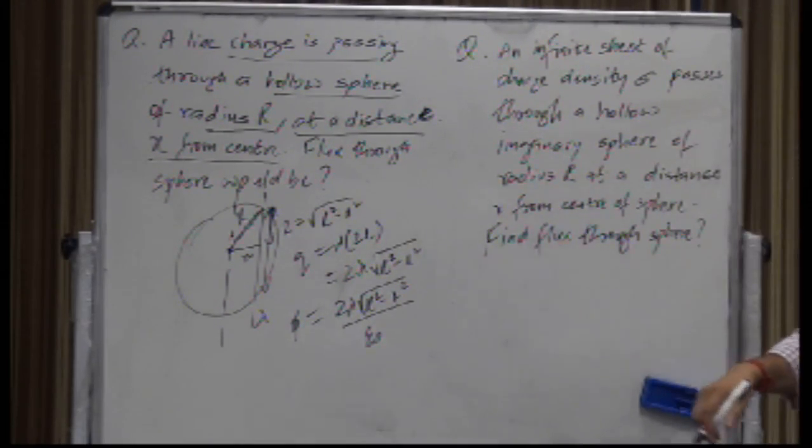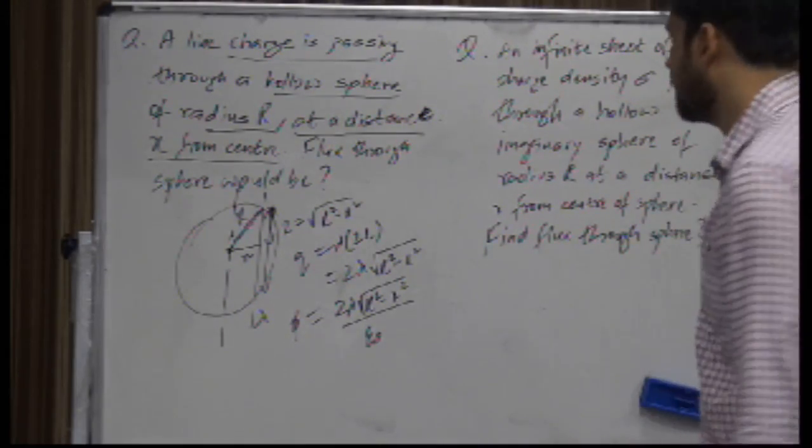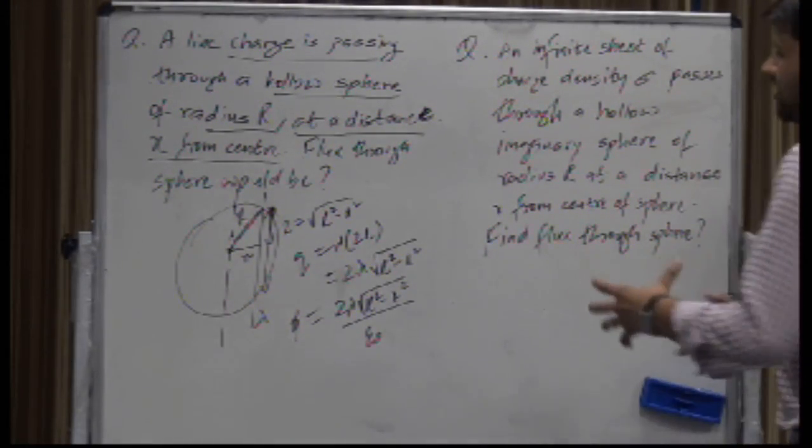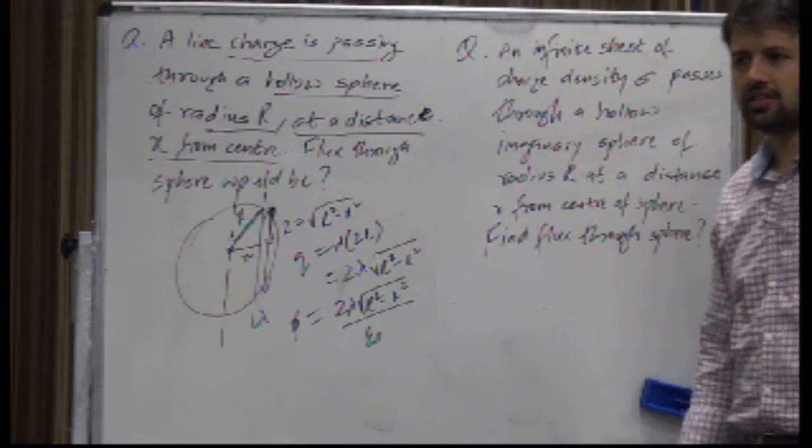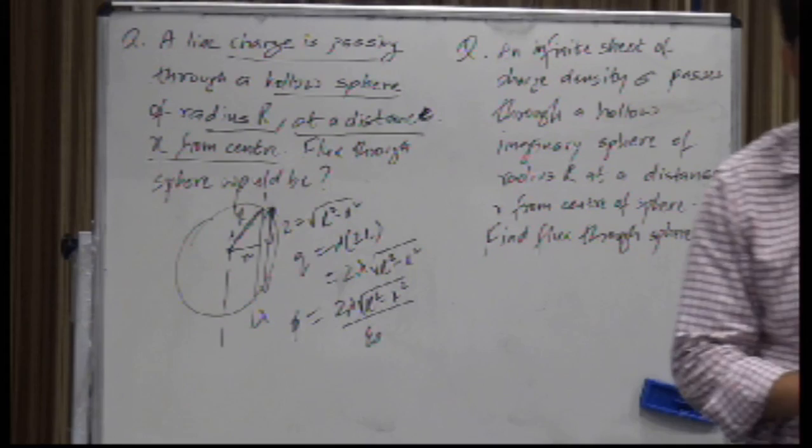समझा? Infinite sheet है इस time. It's an infinite sheet. It is passing through an imaginary sphere. So it is like cutting the imaginary sphere into two unequal parts.